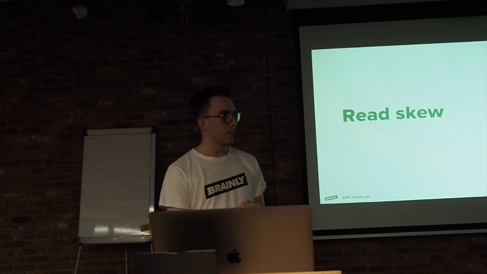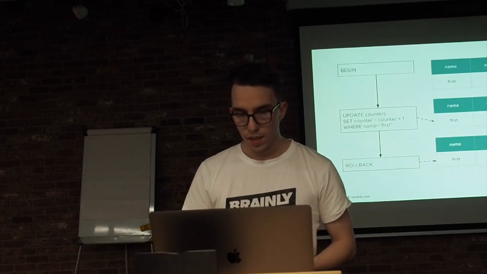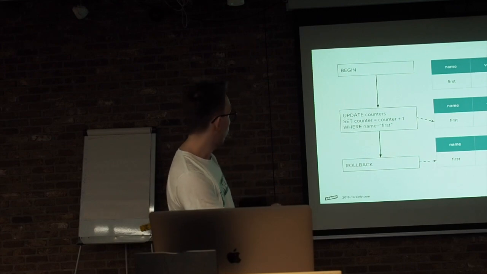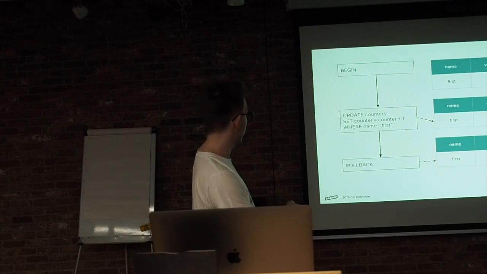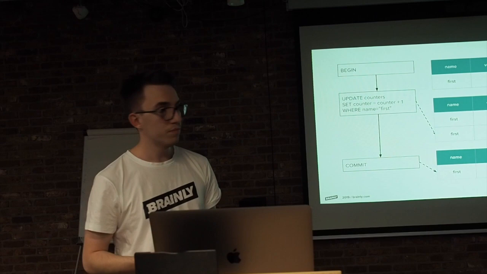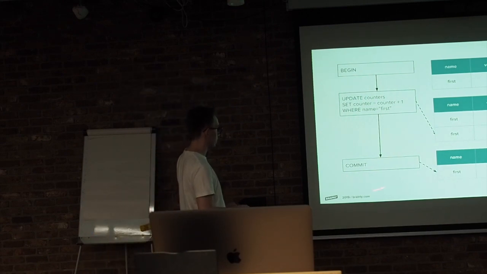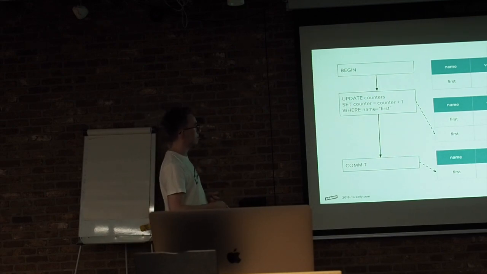We have another anomaly called read skew. So let's come back to the slide of the first anomaly, dirty read, when the first transaction rolled back. Now we want to change it so that it does not roll back, but it commits.